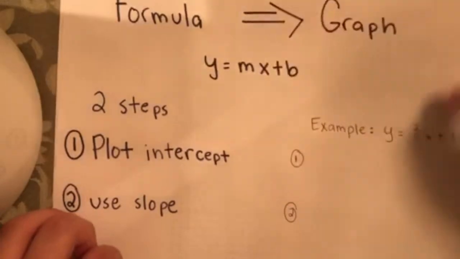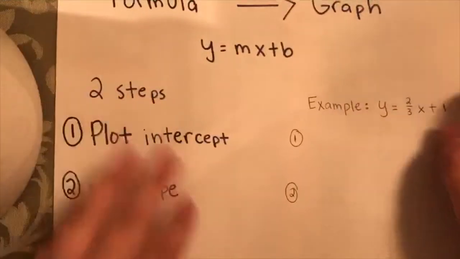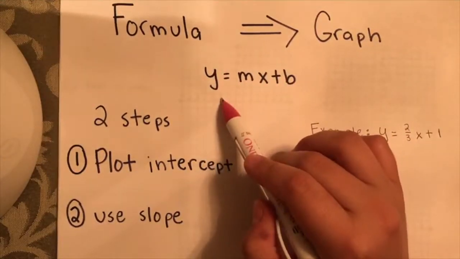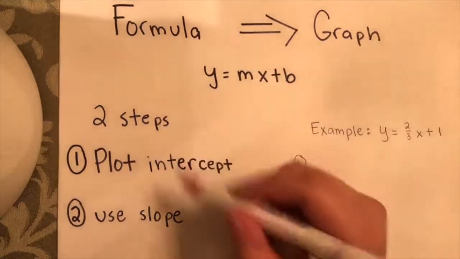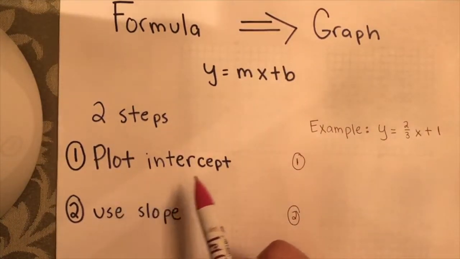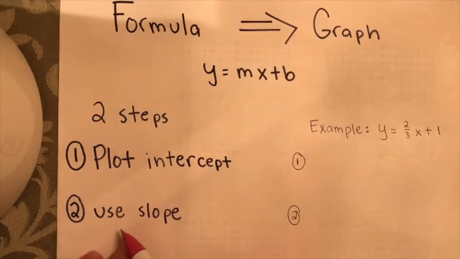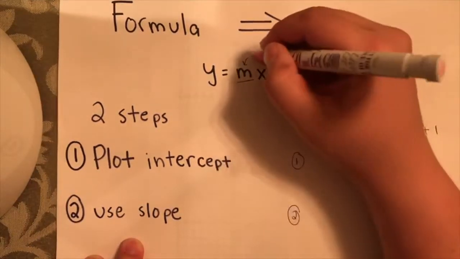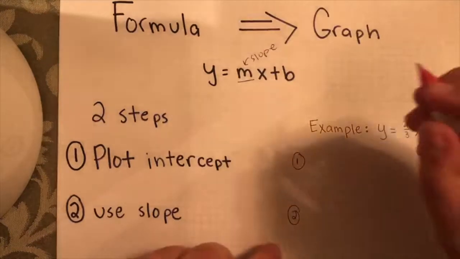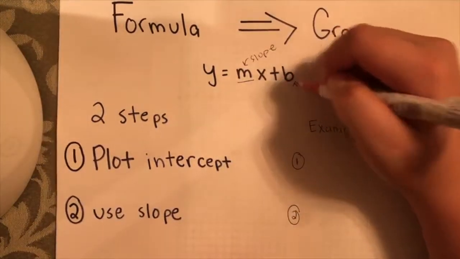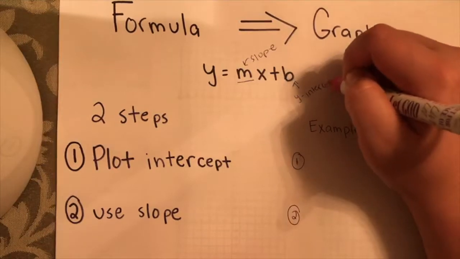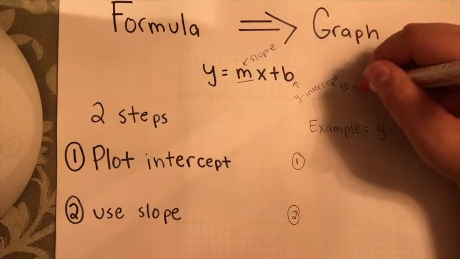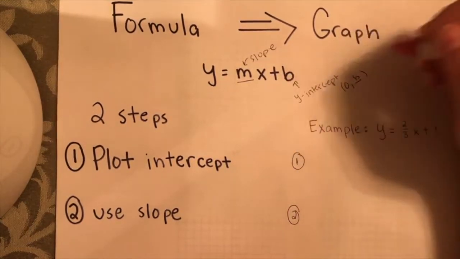Okay, so first we're going to go from the formula to the graph. So when they give us the equation, how do we go from this to the graph? So it's a two-step process. First, we want to plot the intercept, and then the second step is to use the slope to find another point. So just a reminder, the m stands for slope, and the b stands for the y-intercept. Remember, we always write the y-intercept as 0, b, whatever this b is.